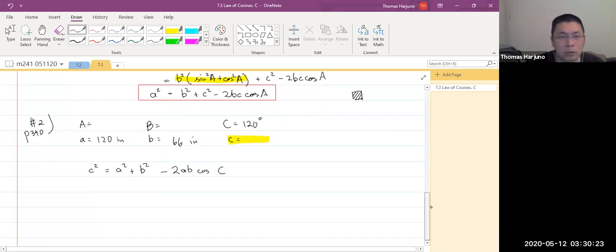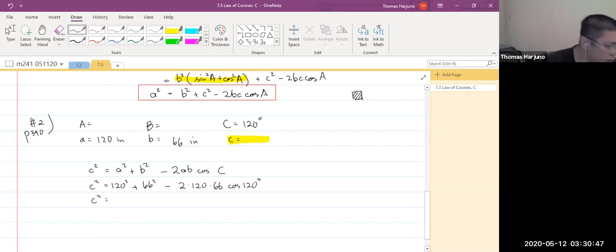Now let's work this out. So c squared equals 120 squared plus 66 squared minus 2ab cosine C. So 120 squared is 14400, plus 66 squared is 4356, minus 2 times 120 times 66 cosine 120. That's negative 7920.